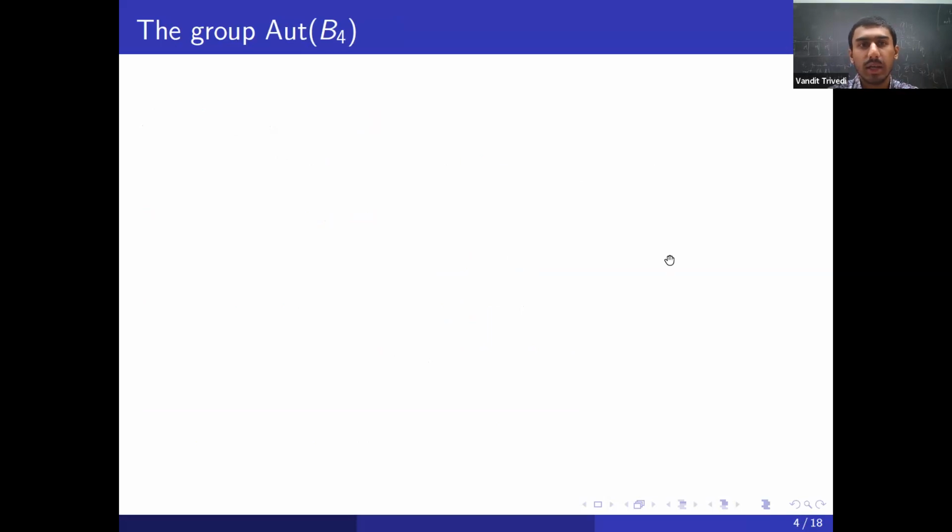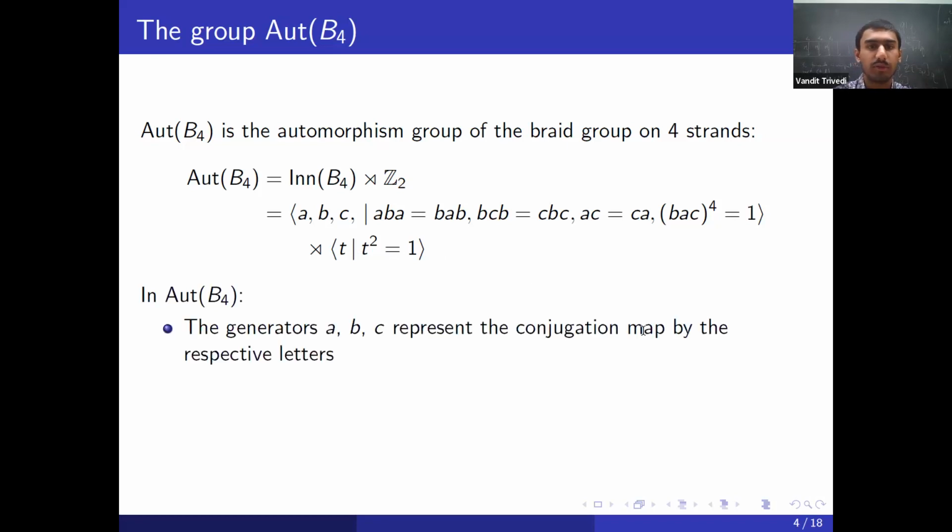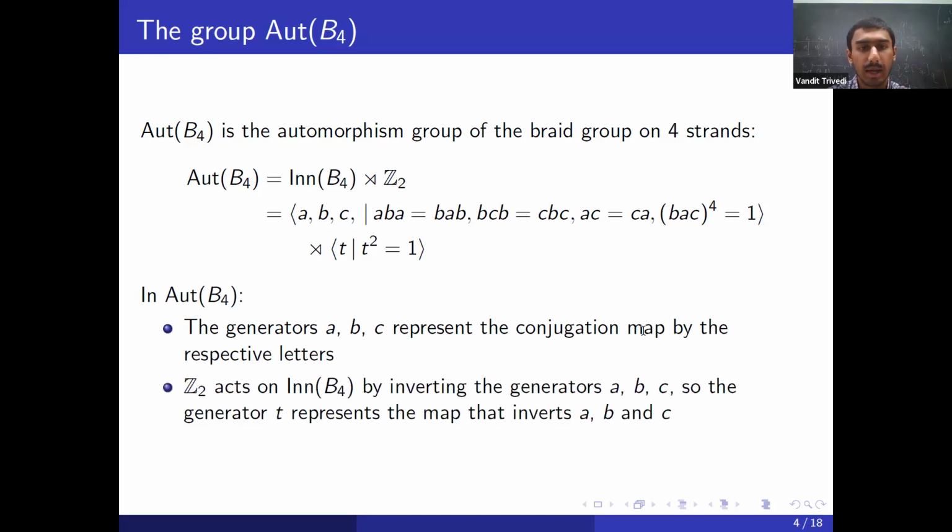Aut B4 is the semi-direct product of the inner automorphism group of B4 and Z2. So Inn B4 has index 2 in Aut B4, which is why we have this semi-direct product. And so this is a presentation for Aut B4. And just to explain what the generators are in this case, A, B, and C are what we started with before, but they're now the corresponding inner automorphisms by A, by B, and by C. And Z2 inverts the generators in this group. So you can think of T as representing the map that inverts A, inverts B, and inverts C.